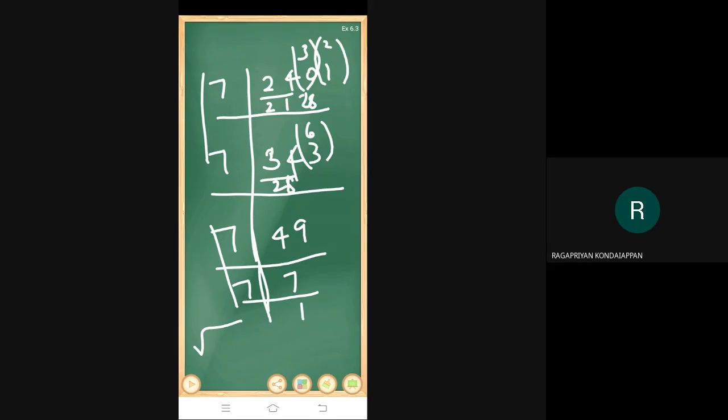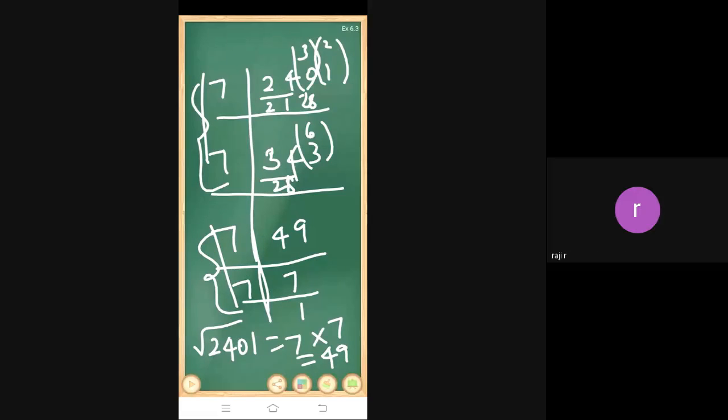So instead of 2 sevens, let us take 1 seven here. Instead of these 2 sevens, 1 seven. And instead of these 2 sevens, 1 seven. 49. So what is the answer? 49. What is the total number of students in the class? 49.